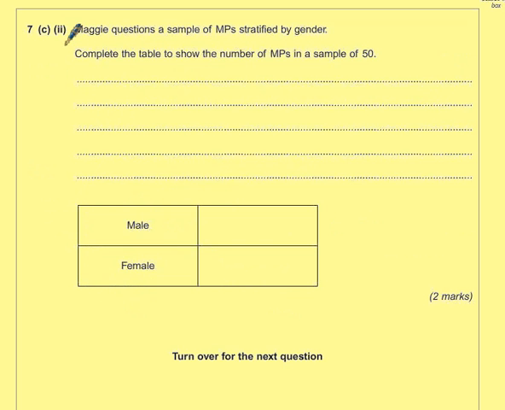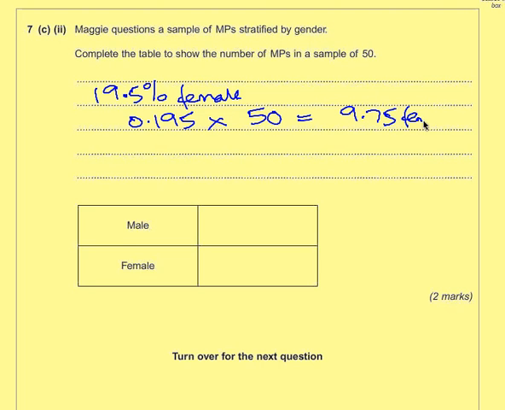Question 7 part C, part 2. Maggie questions a sample of MPs stratified by gender. Complete the table to show the number of MPs in a sample of 50. Well, I've got 19.5% female. So in my sample I need to have 19.5% female. So 19.5% is 0.195. Divide the percentage by 100 to get that. 0.195 multiplied by 50 is equal to 9.75 females.